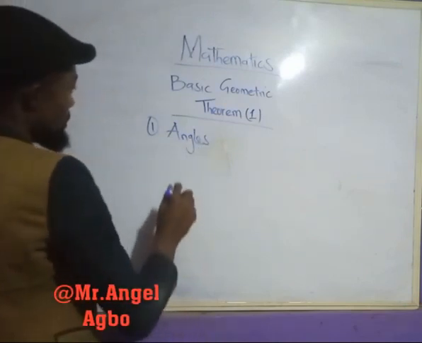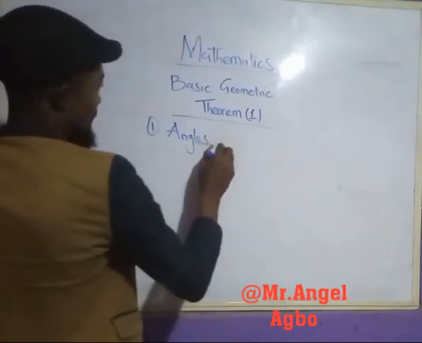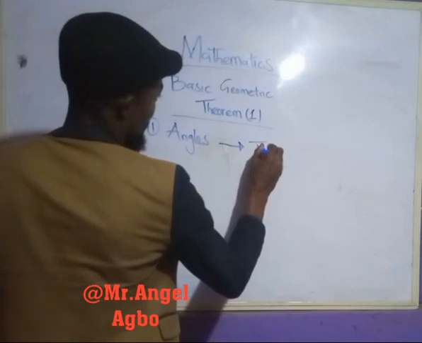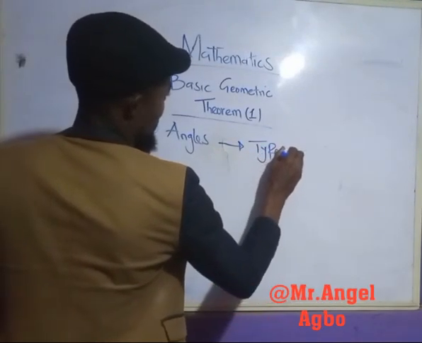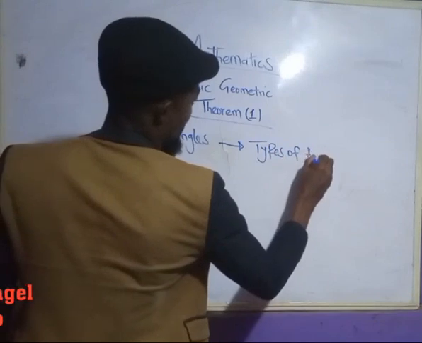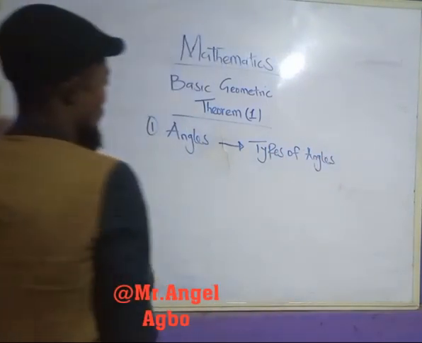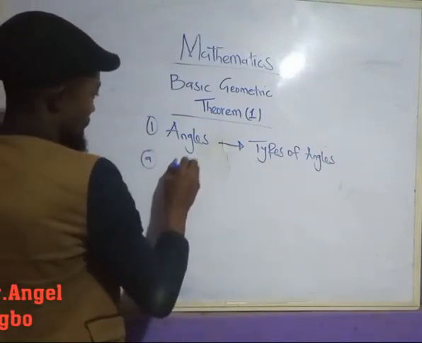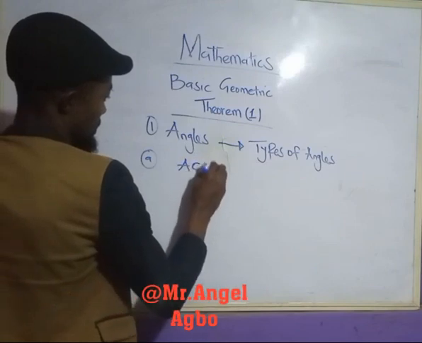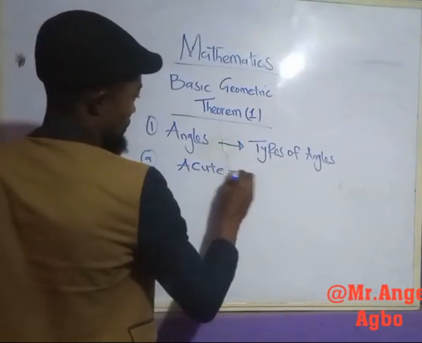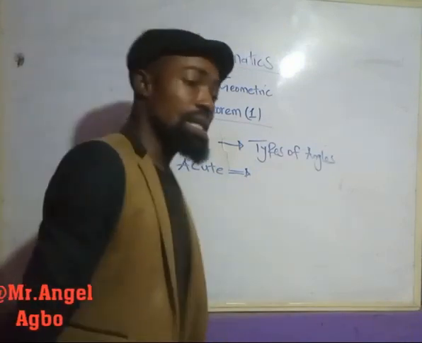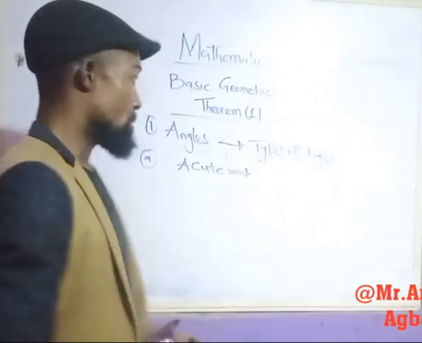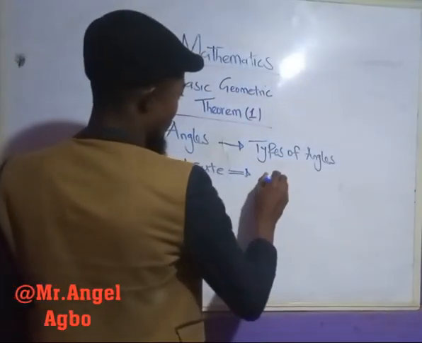Angles. Under these angles, we have types of angle. Number one, we have the acute angle. An acute angle is the type of angle that is less than 90 degrees.